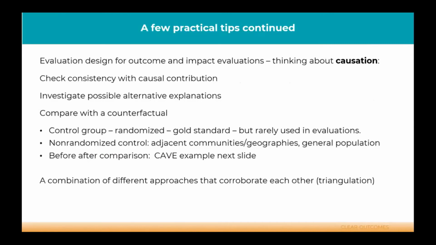So with outcome and impact evaluations, you want to think about causation. Did the activity, was it responsible? Can we attribute these changes to our project activities? And there, the gold standard is, of course, a randomized controlled trial, but that is rarely used in evaluations because evaluations kind of work in the real world, not in the scientific world.